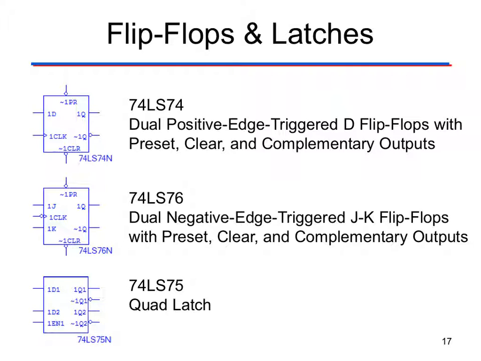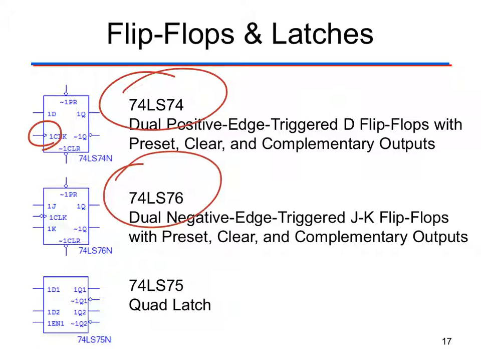Here you go. We got a few different ones here. You got the D flip-flop, which is the 74 LS74. We're going to use those quite a bit. It's a positive edge trigger. How do I know that? Because I look right there. It doesn't have an ice cream cone. Positive edge trigger. Here's a 74 LS76.